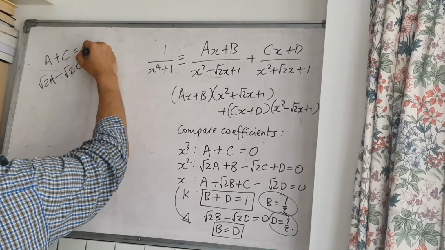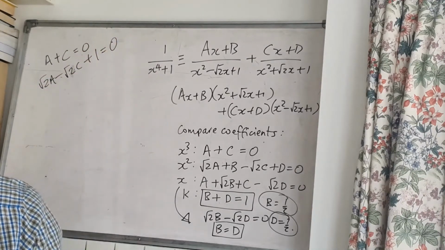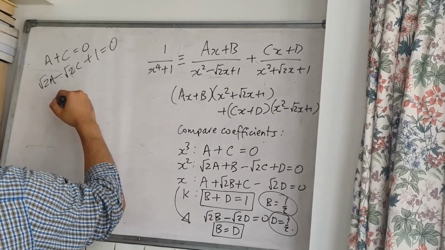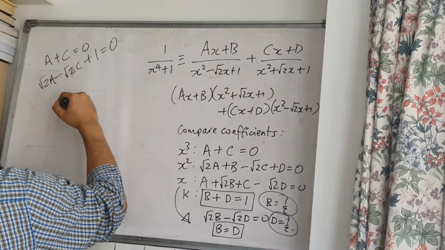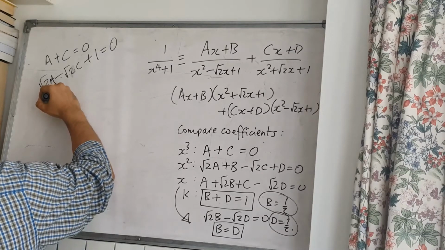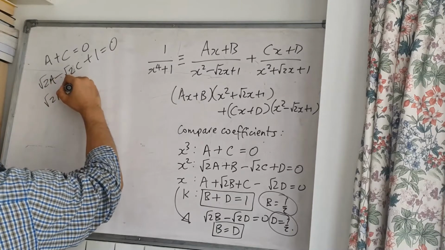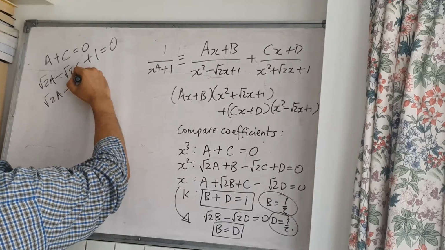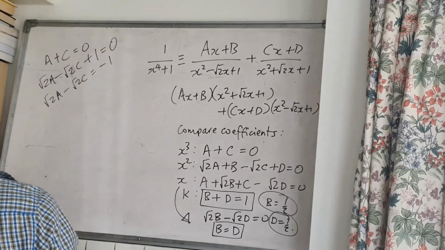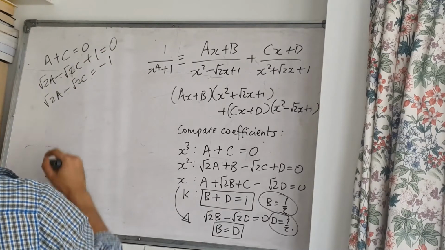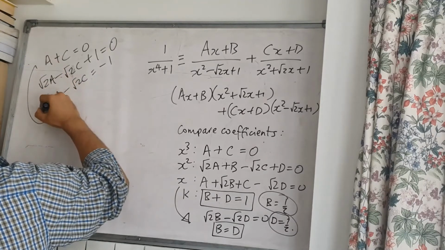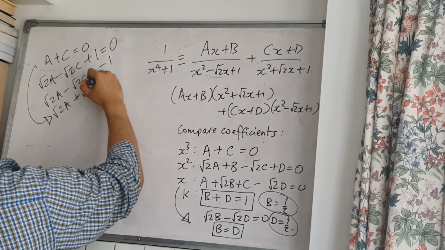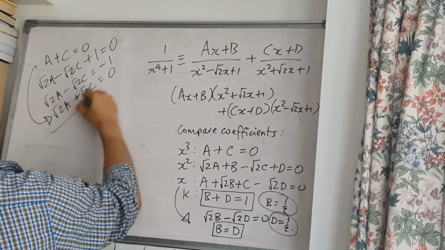Because you know that b is a half, d is a half, you add them together, you get 1. Multiply the a plus b equals 0 equation by root 2. So you get root 2a plus root 2c is equal to 0. Okay, for this one here, I'll just move the plus 1 to the right hand side. So root 2a plus root 2c is equal to 0.